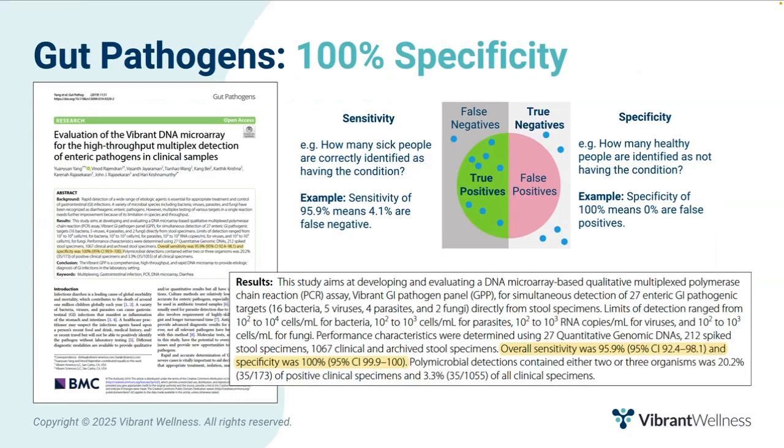In fact, this 2019 Gut Pathogens article affirmed that Vibrant's pathogens panel has a sensitivity of 95.4% and a specificity of 100%. A specificity of 100% means there are 0 false positives. In other words, if the test shows you have a pathogen, you 100% have a pathogen. A sensitivity of 95.4% means there's a 4.6% chance of a false negative. So your patient may have a pathogen even if it wasn't captured by this stool test.